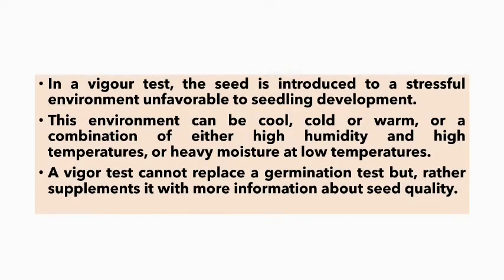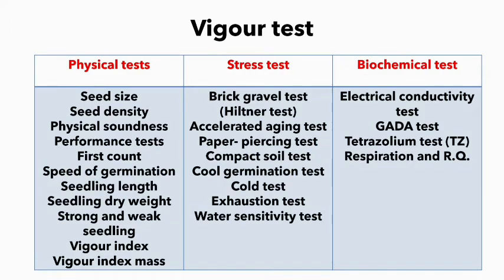In a vigor test, the seed is introduced to a stressful environment unfavorable to seedling development. This environment can be cool, cold or warm, or a combination of either high humidity and high temperature or heavy moisture at low temperatures. Friends, keep it in your mind, a vigor test cannot replace a germination test but rather supplements it with more information about seed quality. Vigor test is classified into three types: physical, stress, and biochemical tests. Let us see one by one.